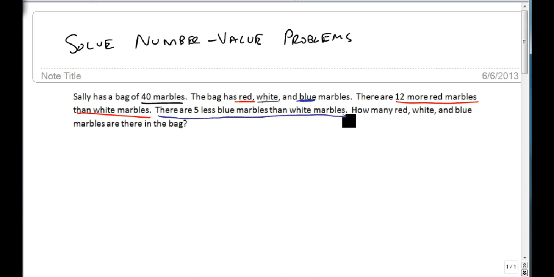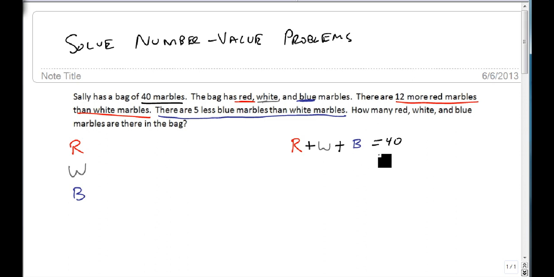marbles than white marbles. So if we use R for our red ones, W for our white ones, and B for our blue ones, we can choose a single variable to use to solve the problem, because it should be obvious right from the get-go that the number of red we have plus the number of white we have plus the number of blue marbles that we have has to equal 40. That altogether has to add up to 40.